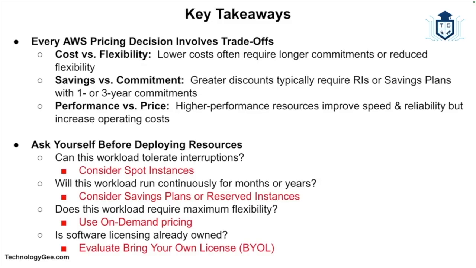So at the end of the day, AWS pricing isn't just about memorizing terms for an exam. It's about thinking like a cloud professional, because every decision that you make comes down to trade-offs. We're talking about cost versus flexibility, savings versus commitment, performance versus price. Now, if you can look at a workload and say, what's the cheapest way to run this without breaking it, you're already ahead of most beginners. And that's really what this exam objective is testing, not just what these pricing models are, but whether you understand why and when to use them.